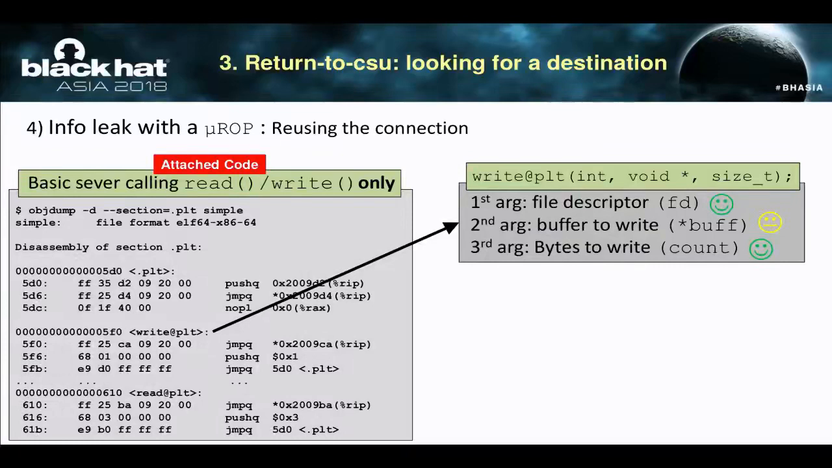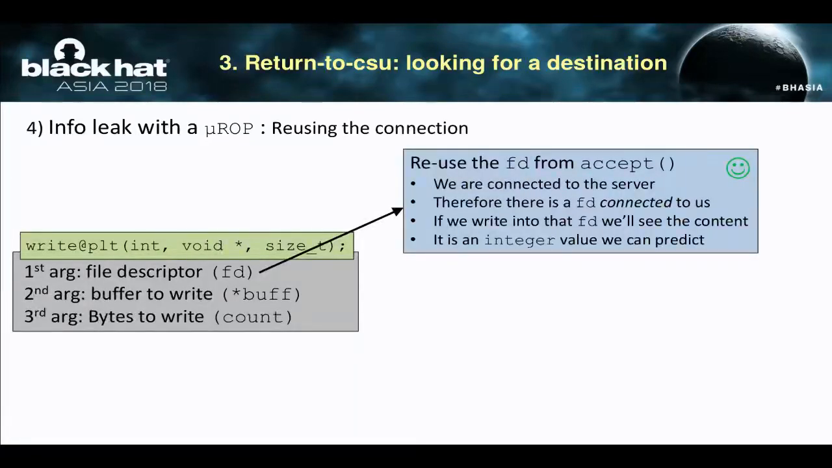If we match this, the very first argument is a file descriptor. This is okay with us. The second argument is a pointer, so we can control the address but not the content, so 50-50. And the third argument is the number of bytes that you want to write. So this is fine for us. The second one so far is the only one that is a little bit difficult. So let's see how we can abuse this write.